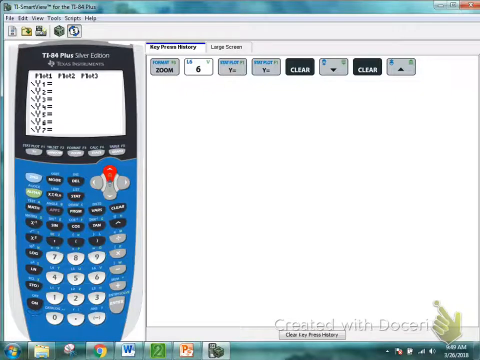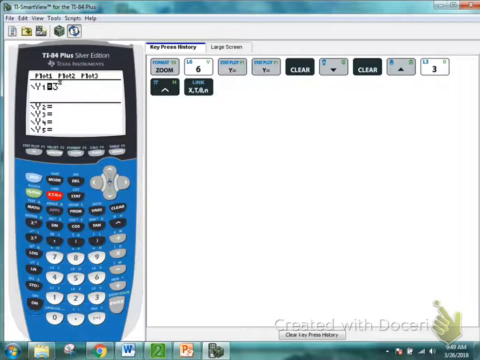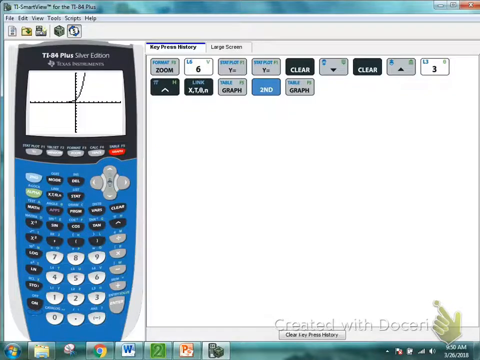So we're graphing 3 to the x, so 3 caret x. Plug that in, we hit graph. Okay, looks like that. Everybody see that? Now normally when you graph, you want to go to your table and look at your values, so we're going to do that next, for the second graph.